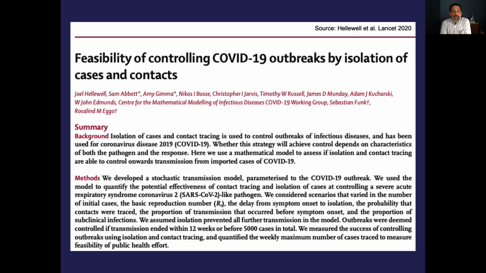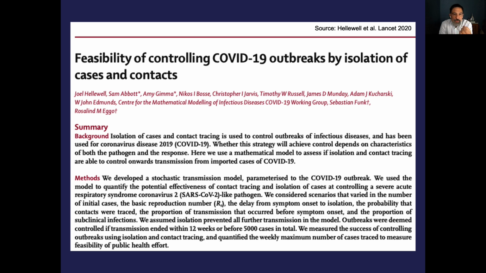And this is a paper from your readings this week. It's a modeling paper that looked at the feasibility of controlling COVID-19 outbreaks by isolation of cases and contacts. So they basically start out with the notion that case isolation and contact tracing is an important method to control outbreaks, and it's also one that we're using for coronavirus disease in the pandemic.